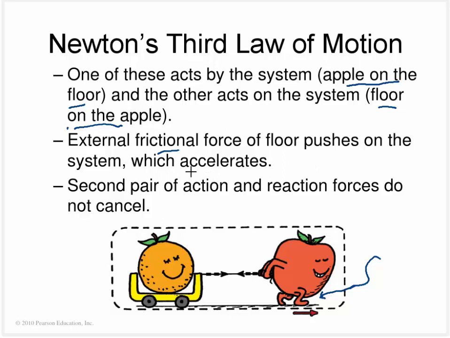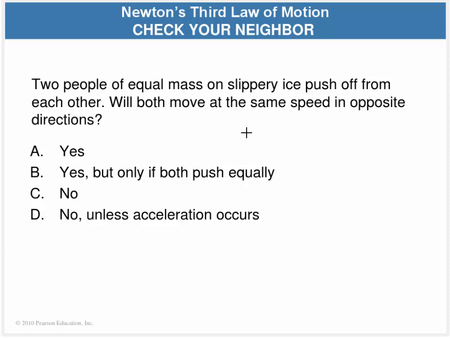So to an outside observer, this is going to be an accelerating system. So this action-reaction pair occurs within and without the system, and so they're not going to cancel. So think about having two people with the same mass on some perfectly slippery ice, and they push off on one another. Well, they both move at the same speed in opposite directions.